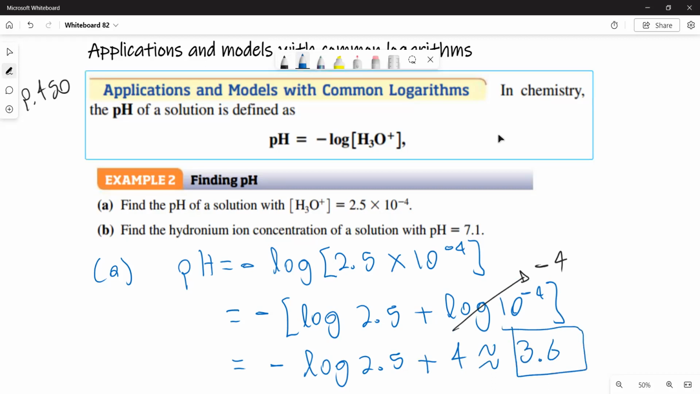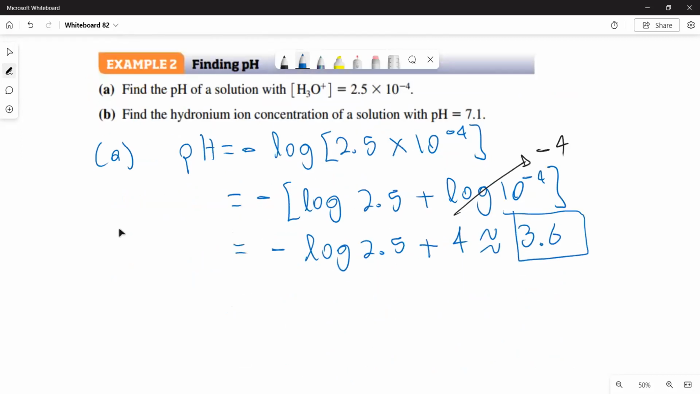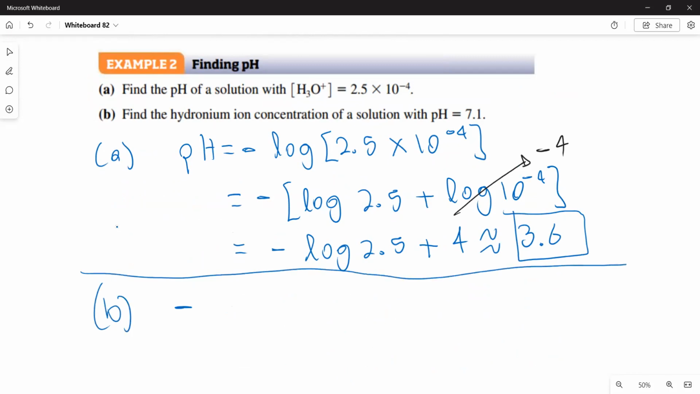Not surprisingly. And B, find the hydronium ion concentration of a solution with pH 7.1. So now this is the opposite. So part B. This is the opposite of logarithm of the H3O plus, whenever this is 7.1. So we need to find the value of H3O plus.